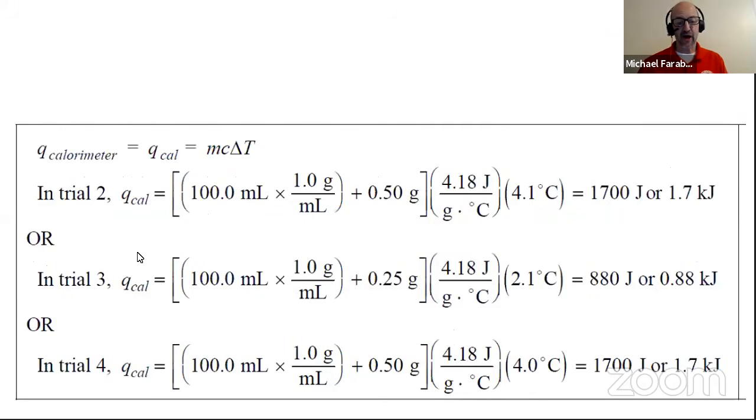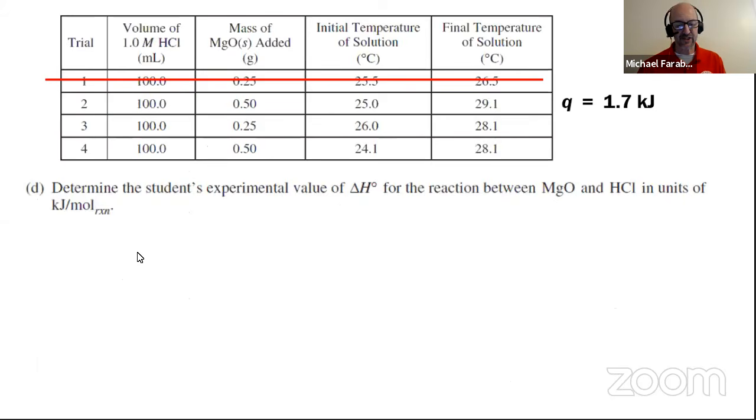Had you done the calculations for either trial 2, trial 3, or trial 4, you would have done the same basic setup: total mass times specific heat capacity times the delta T. Your answer would have been either around 1700 joules or around 880. Now, this is a different number for trial 3, but again, you could have picked any one of those trials. All right, so moving on from Q to delta H.